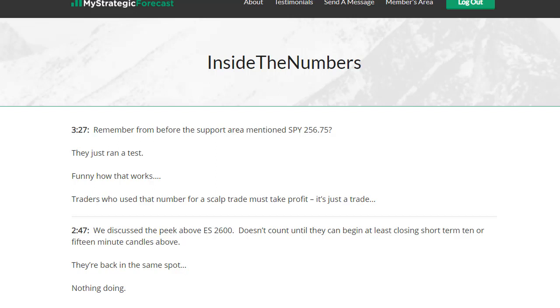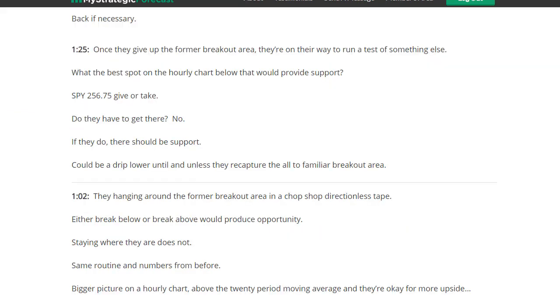However, if we're going to see some kind of failure, guess what? Stocks are likely going to come down also. You need to know these things no matter what you're trading in the market. You need a tour guide. Now, let's point out one other thing. 3:27 post. Remember from before, the support area mentioned, SPY 256.75. Where was that mentioned before? 1:25 in the afternoon.